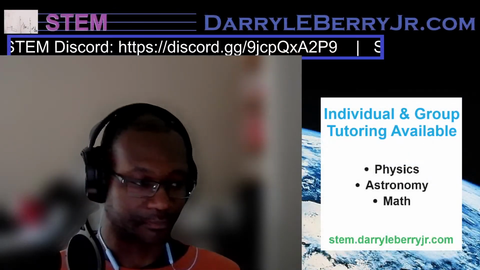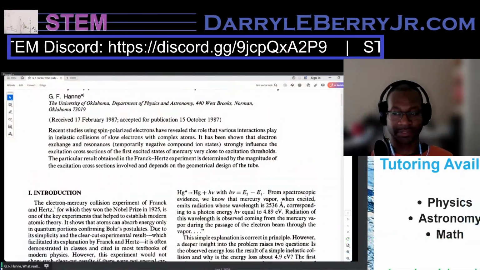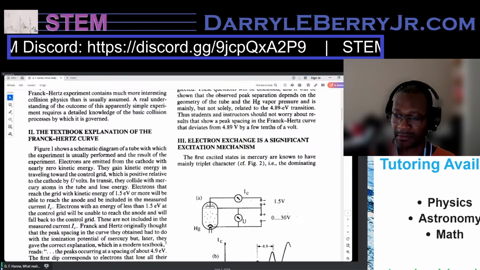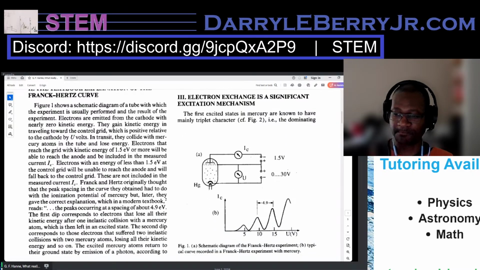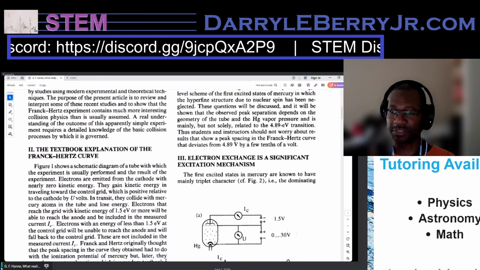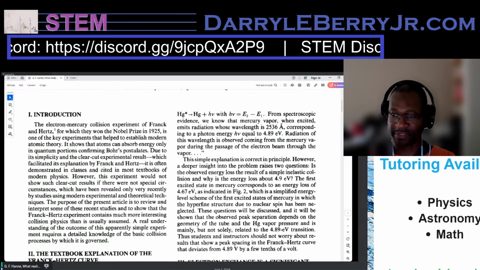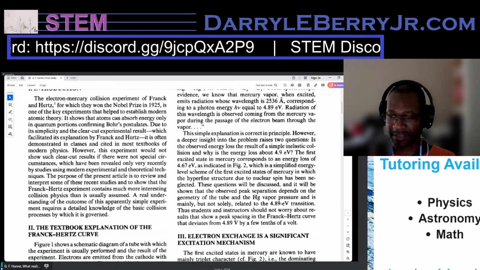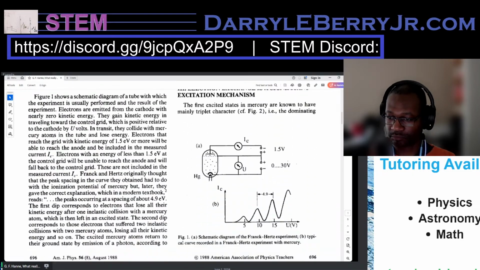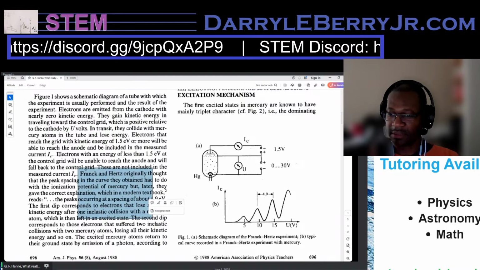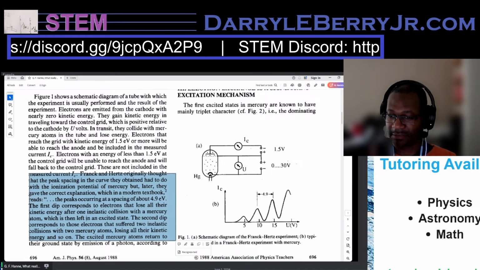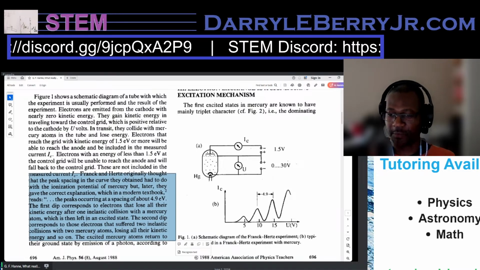As a reminder, we started with the introduction and part two of the textbook. We saw how the electrons lose energy as they hit the atom and have an inelastic collision. We saw how there's a cycle of elastic to inelastic collisions. Let's see what that particular part is. Right here. Originally they thought it was something else, but now we know that the peaks occur at spacing of about 4.9 electron volts.